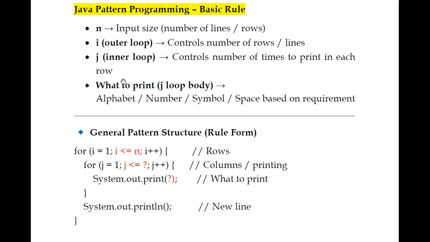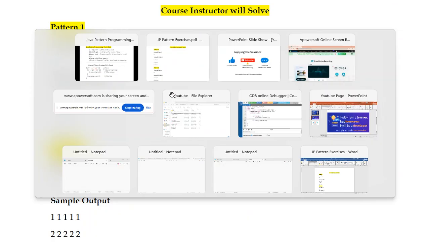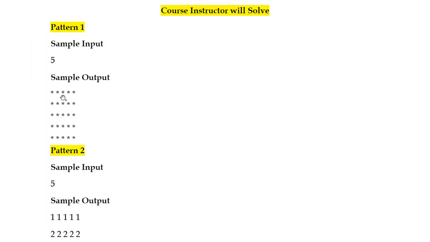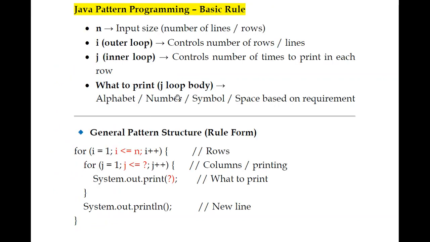j controls the number of times to print in each row, and what to print. You decided per line 5 stars, second line 5 stars, and likewise till the last line, per line I'm printing 5 stars. That is five times printing. Next, you decide whether to print an alphabet, a number or a symbol.